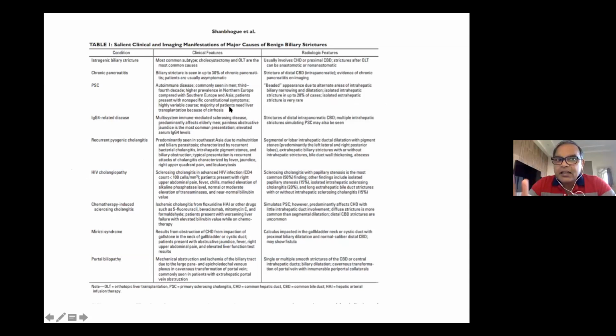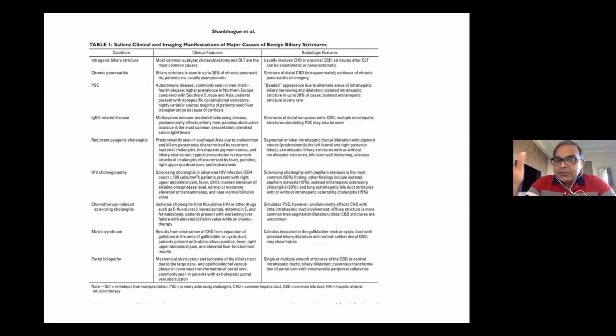The most common, as I told you, is the iatrogenic biliary stricture post-cholecystectomy, and it can involve anywhere from the mid to proximal CBD, and the stricture can ascend very high into the intrahepatic part. Why it happens, I will come to. Chronic pancreatitis is usually the lower end. Primary sclerosing cholangitis, you know the beaded appearance, and it involves the intrahepatic bile ducts.